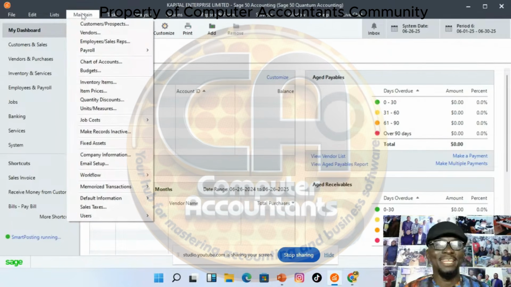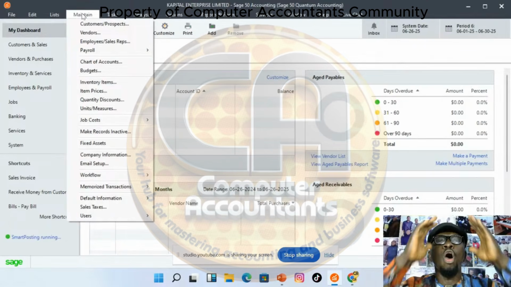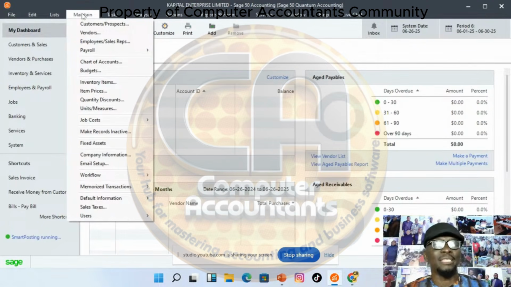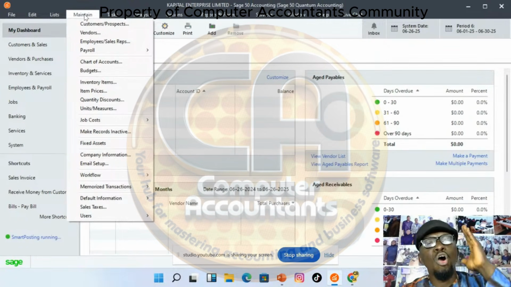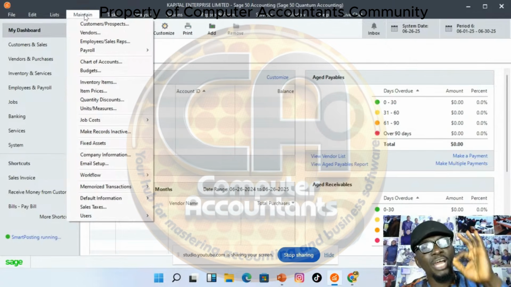Please, this is where the critical thing starts. Maintain is where you do all the setup. Remember, I have listed all the setup. So this is where you execute, or where you key in both the human and non-human data. Maintain is the menu bar that enables you to key in both the human and non-human data. That is the work of maintain. So if you call it the setup menu, you are also right. It is where you key in all non-financial records or non-financial data.